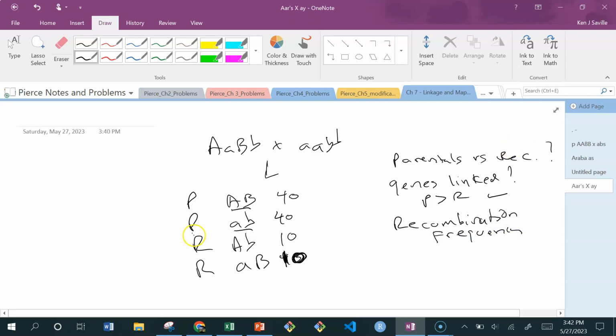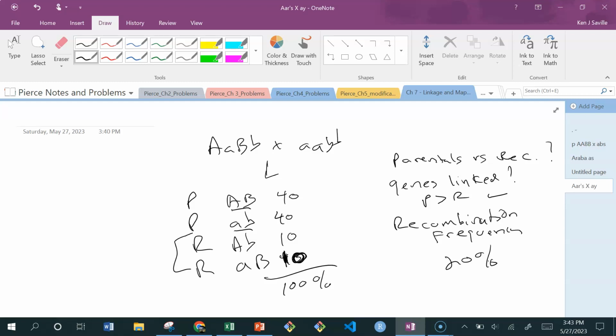And that's just, you take your recombinants. So our total here is 100%, because this is in percent. So our recombination frequency in this case is 20%. So every time you'll see one of these, you're going to get these kinds of questions. Which are the parentals? Which are the recombinants? Are the genes linked or not? If they're linked, what's the recombination frequency?